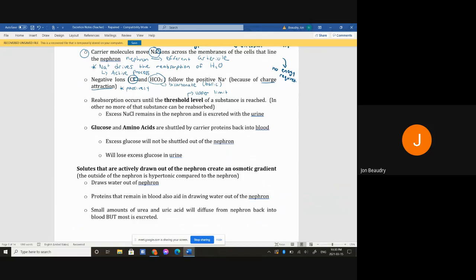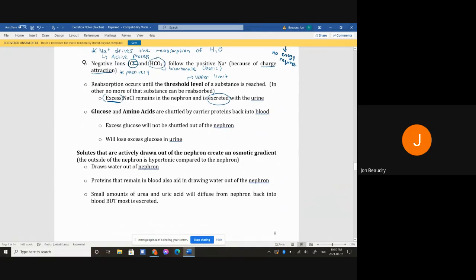So whatever doesn't get reabsorbed, I can call that an excess of something. In this case, it's going to be sodium chloride. If an excess amount is going to remain in my nephron, then it's going to become excreted in the urine. Now, the same thing can happen with glucose and my amino acids.